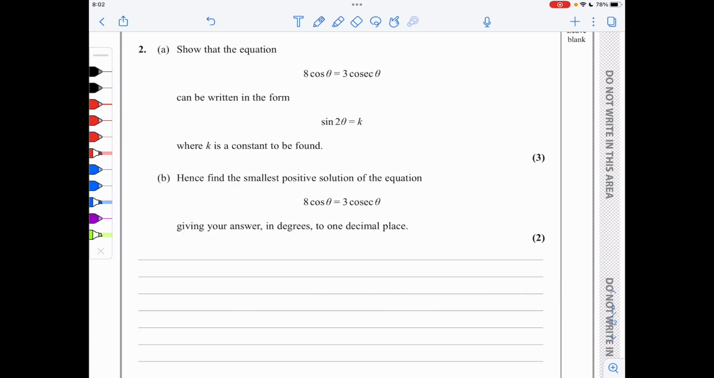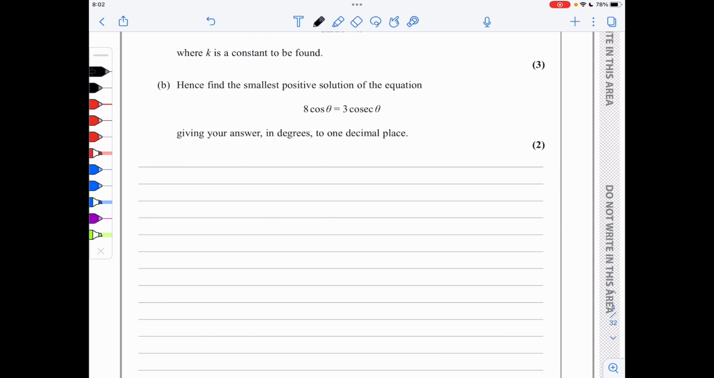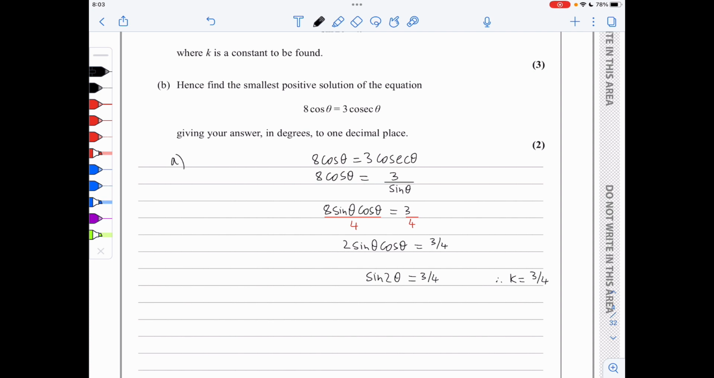In question 2, we start off by being asked to show that 8 cos theta is equal to 3 cosec theta may be written in the form sine 2 theta is k, where k is a constant to be found. So let's start by writing out the given equation. We've got 8 cos theta is 3 cosec theta. So I will write the cosec theta as 1 over sine theta, and then we can cross multiply to get 8 sine theta cos theta is equal to 3. Now I can divide both sides by 4, and I get that 2 sine theta cos theta is equal to 3 over 4, and we recognize the left hand side as simply sine 2 theta, which is equal to 3 over 4, and therefore the constant k is simply 3 quarters.